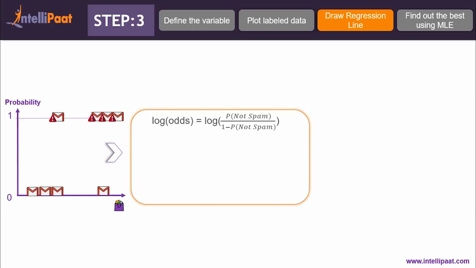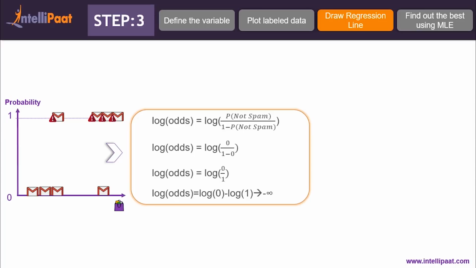Now next, let's find the log odds of a non-spam mail. Here we have the formula as log of the probability of a mail not being spam divided by 1 minus the probability of a mail not being spam. So log of 0 divided by 1 minus 0. So we have log of 0 by 1, which is log 0 minus log 1, which tends to minus infinity.